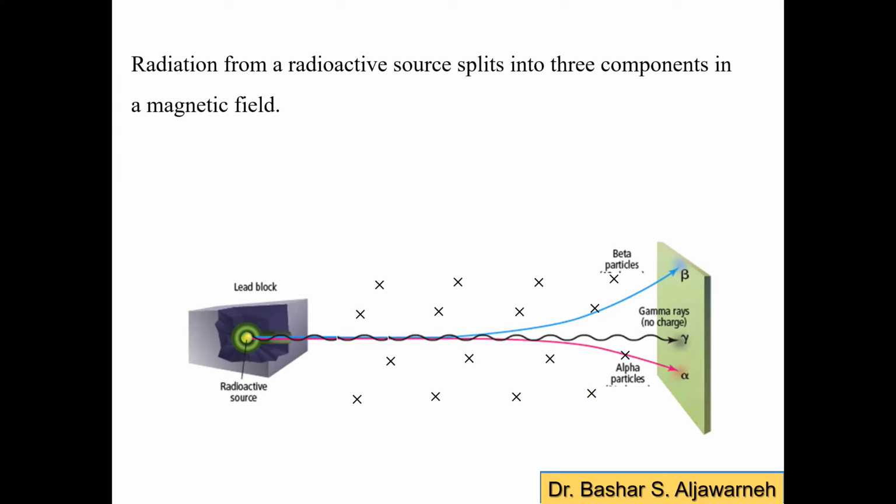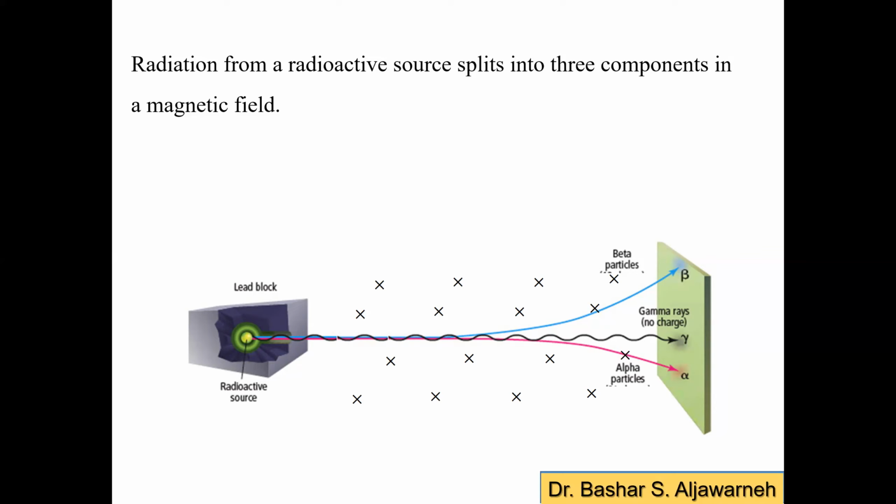Let me take another example, which is alpha, beta, and gamma. Suppose we have a radioactive source, magnetic field, and screen, as you can see here. From the first point of view, you can see three types of radiations: alpha, beta, and gamma.